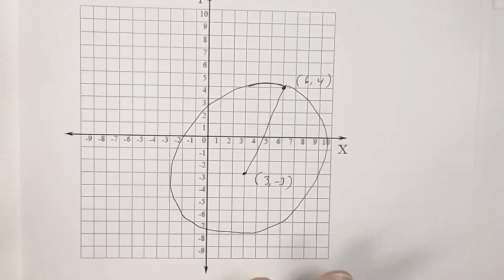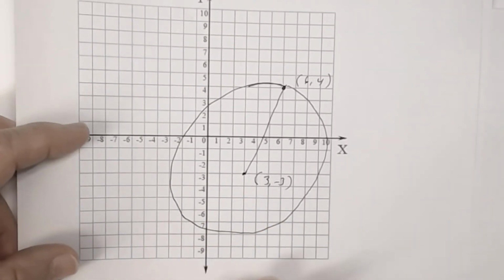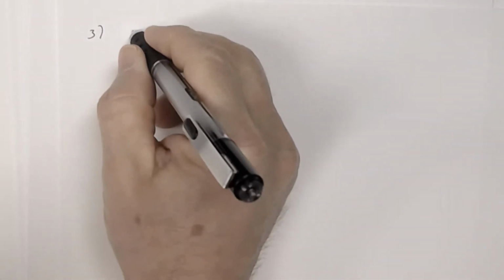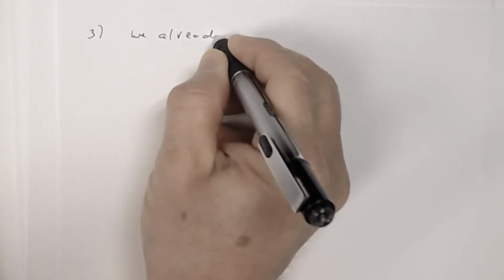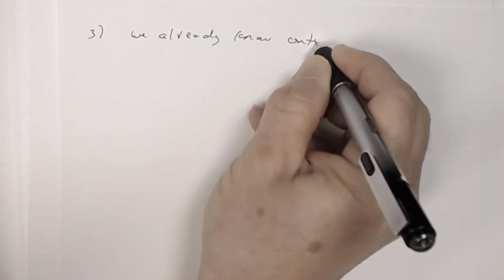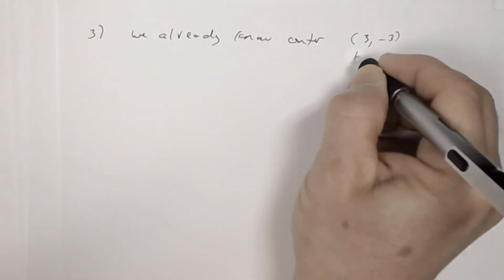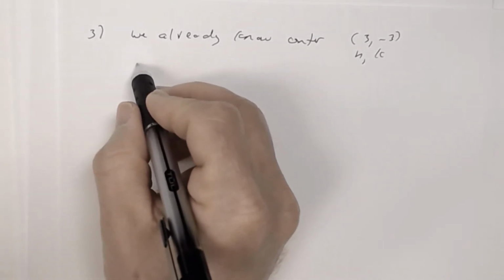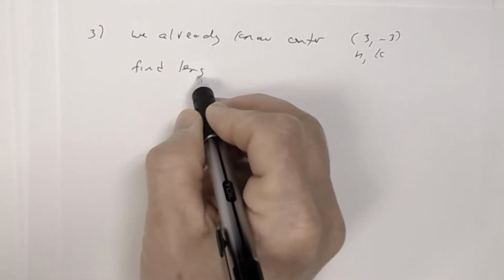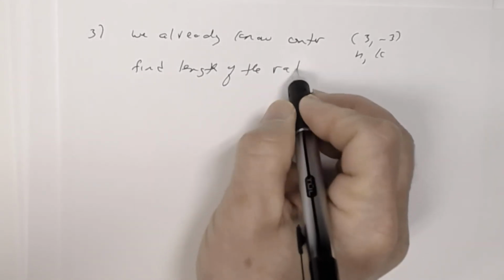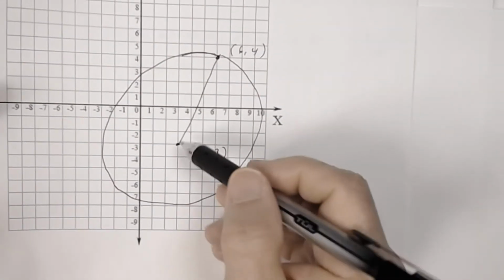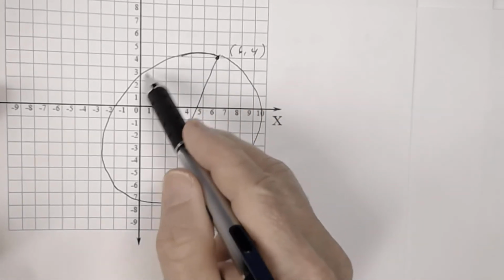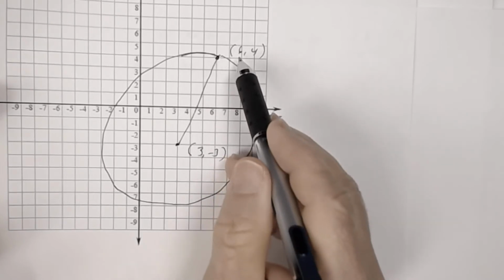All right, so here's number 3. Okay, so given this information, it helps sometimes to draw a picture of what you have. Okay, so in number 3, we already know the center, right? The center is 3, -3. So there's your H, there's your K. All we have to do now is find the length of the radius. That's what we have to do, find the length of the radius. All right, well, the radius is from the center to that point that the circle passes through. So the circle contains an infinite number of points, correct? But that's the only one you're told about.